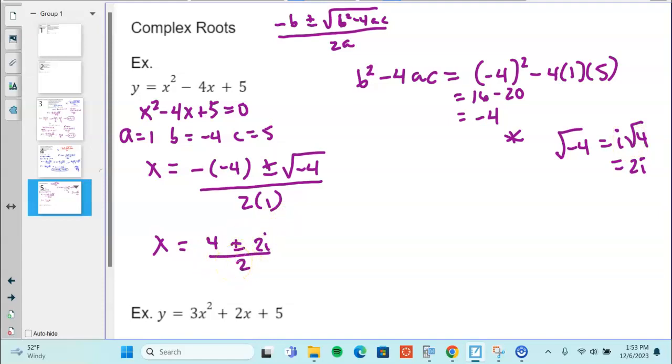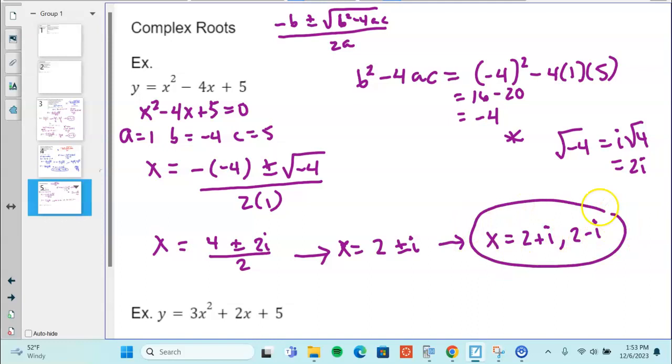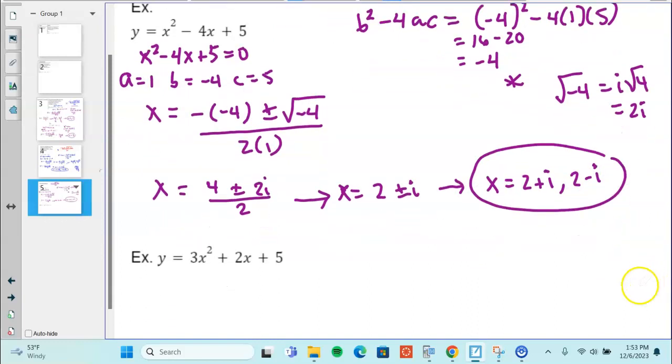So I can replace the square root of -4 with 2i. Now we are going to simplify this. I can take a 2 out of the 4, and I can take a 2 out of the 2i. So we have 2 plus or minus 2i over 2, which simplifies to 2 plus or minus i, or if you need to write it as two separate solutions, it's 2 plus i and 2 minus i. And there we have it.